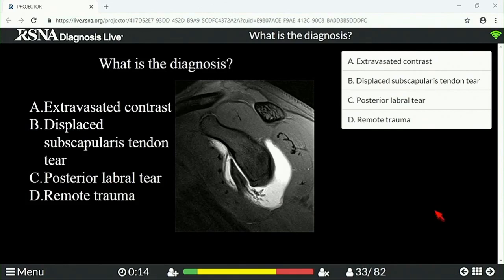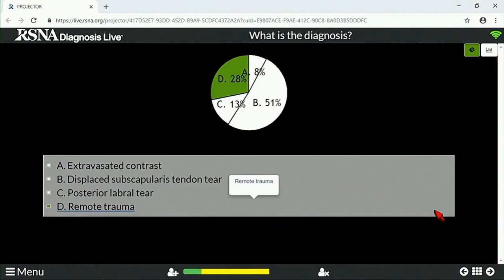Okay, so this is a difficult question. We have a mixed bag of what people answered, but I think most people are putting displaced subscapularis tendon tear, which is not correct, but let's go through this.